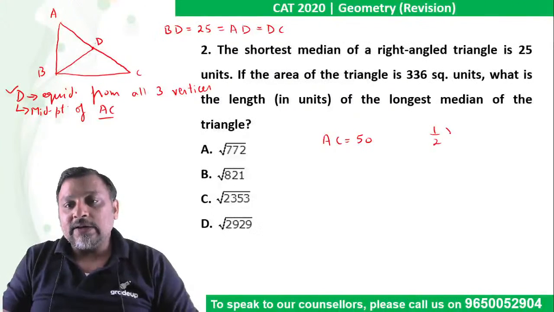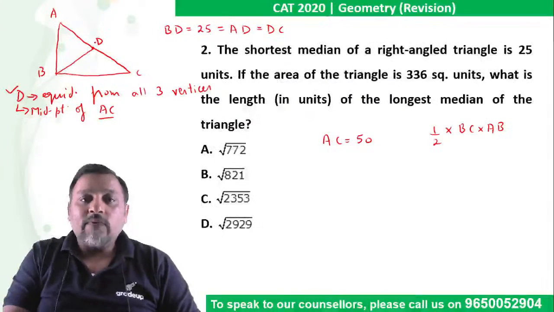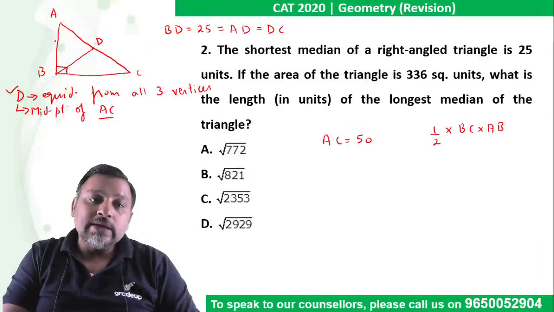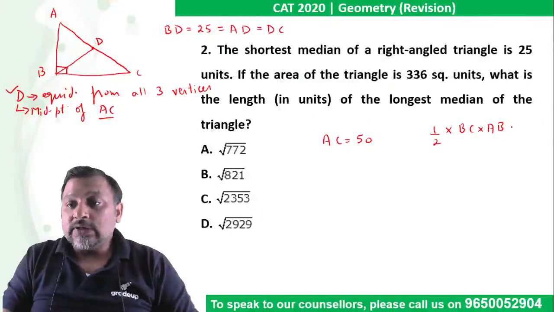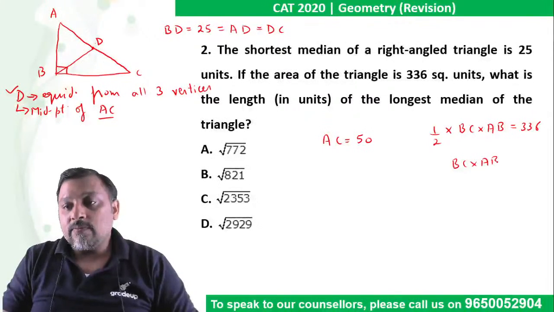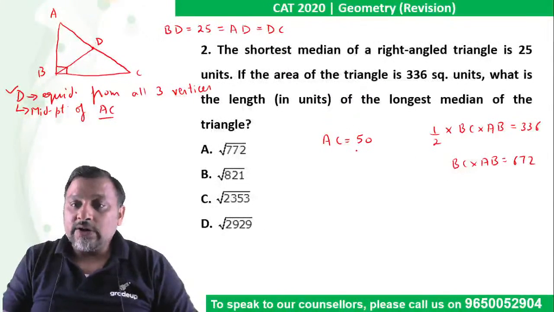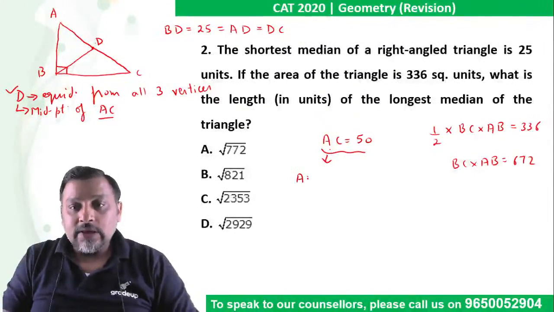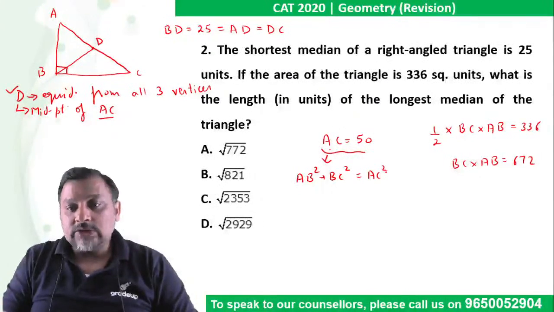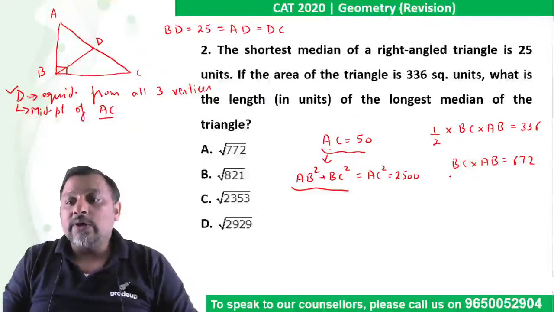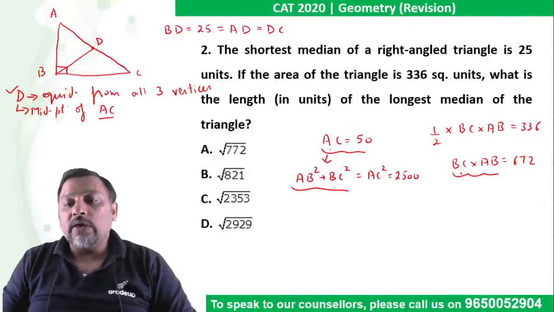So area can be written as half base, which is BC, and height is AB. If I take BC as the base, then AB would be the height. So this value is given 336. So that is BC into AB is 672. Okay, and from here I can write AB square plus BC square is equal to AC square, that is 2500. So we have two equations and two unknowns, so I will get the value of AB and BC.